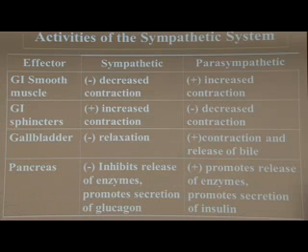Kind of like Star Trek. Yeah, would be one that diverts energy. Exactly.